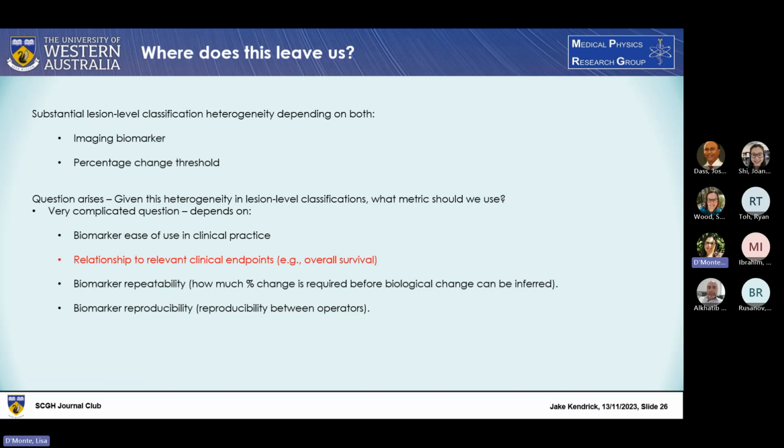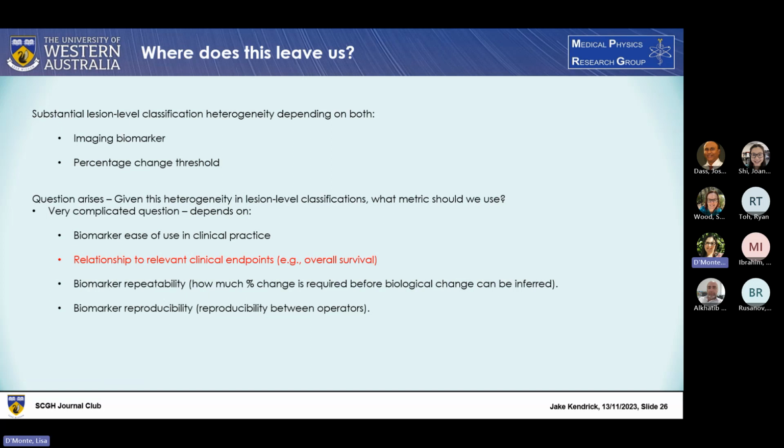Some of the factors I think that will be important is how easy is the biomarker to use in clinical practice. So as an example, SUV max is simply the maximum voxel in that lesion area. You do not need a contour of the whole lesion in order to calculate that, right? So that's much easier to implement in clinical practice than say the SUV mean, where you do need a contour of that particular lesion in order to calculate the mean uptake in that area.